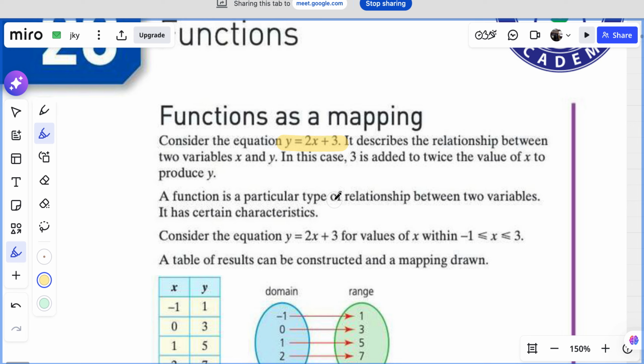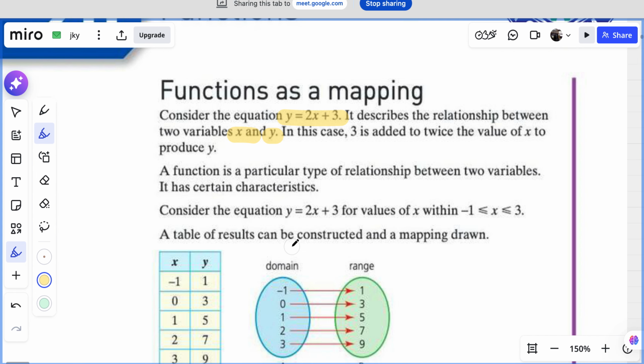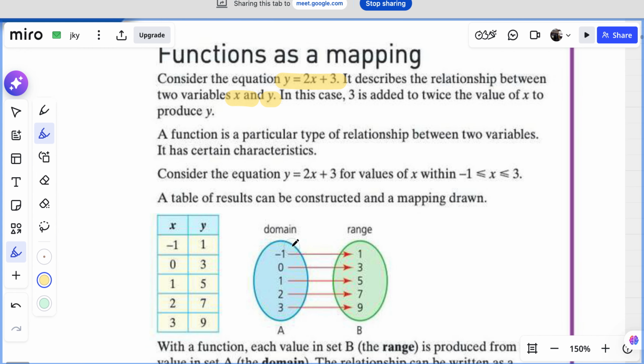Such a relationship between two variables, variable x and variable y, in which the input, variable x, determines the output, variable y, is called a function. So a function is a particular type of relationship between two variables. It has some characteristics that define the output. One of those characteristics is the input variable.